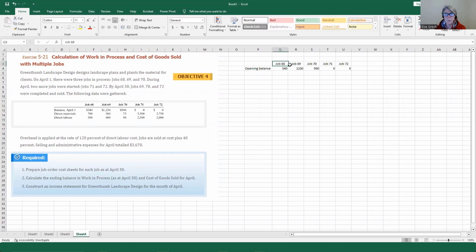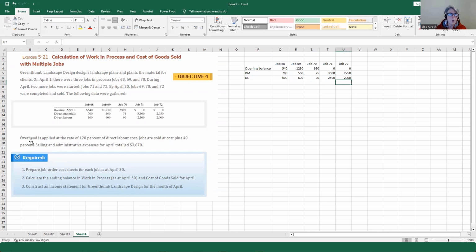So these 3 jobs were already started last period, and this is the direct material, direct labor, and manufacturing overhead that we already have in there. And then it says we have direct materials and direct labor for this month. So we've got 700, 560, 75, 3500, 2750. And then we have 500, and I'm just copying what's in the question.